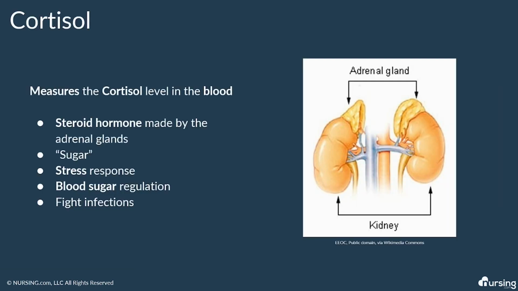Cortisol is a steroid hormone that's made by the adrenal glands. Adrenal glands are these little glands on top of our kidneys. Have you ever heard of the way to remember adrenal gland hormones as sugar, salt, sex? Sugar is the glucocorticoids, salt is aldosterone, and sex is the androgens. Well, cortisol is the sugar.